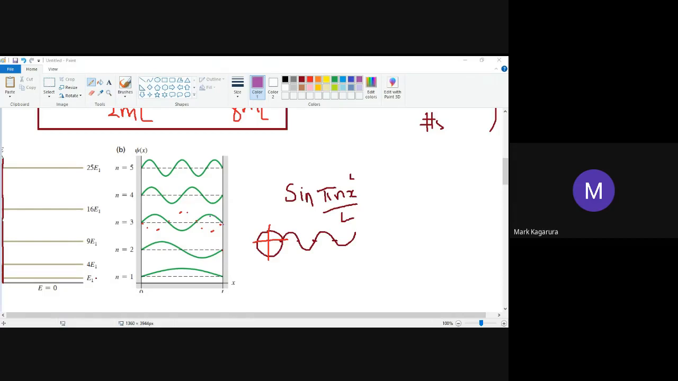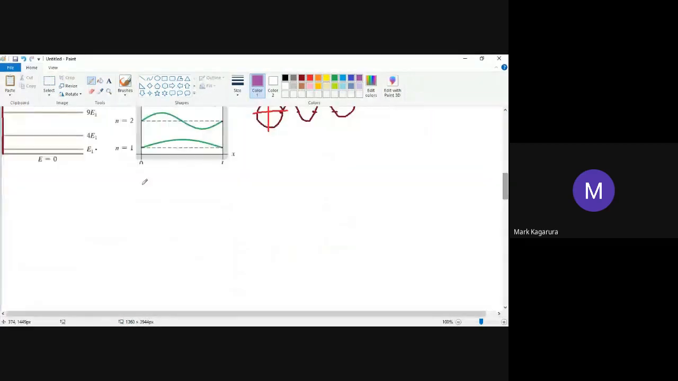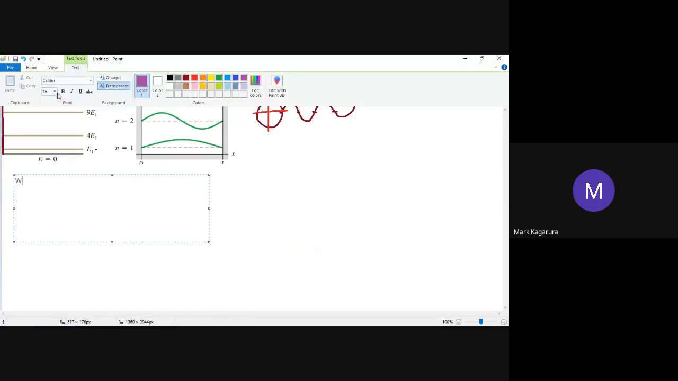How come we have not done normalization? Okay, we'll use the remaining minutes to do normalization. Normalization will give us the value of C, right? We know from Max Born that we can normalize the wave function to give the value of C.